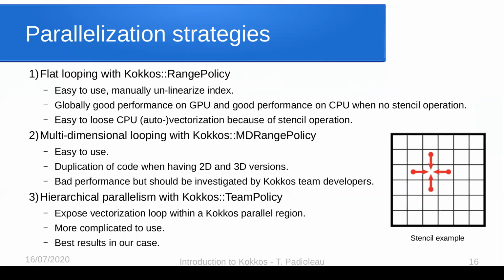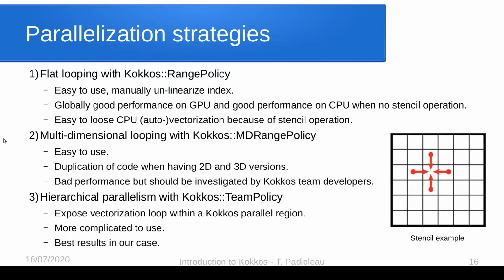So we have tried different strategies related to execution policies that I showed you earlier. We first tried the range policy, which was quite easy to use, even though you have to manually unlinearize the index. It gave good performance on GPU because it would have been close to a CUDA implementation of the kernel. But on CPU, it gave quite bad results due to a lack of vectorization, mainly on a KNL, Intel KNL architecture. Because of some if conditions inside the most inner loop, it was not able to recognize vectorization.